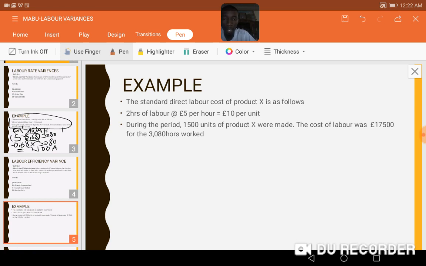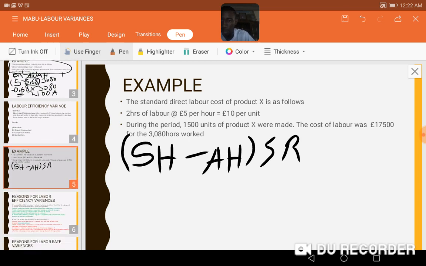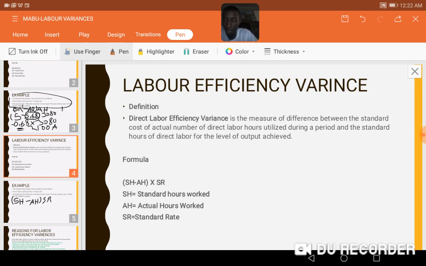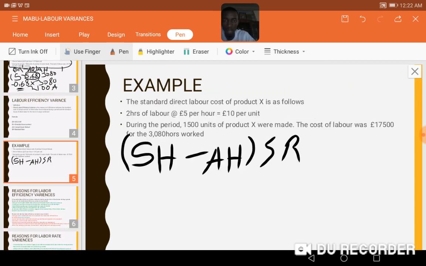Therefore, it is standard hours minus actual hours, multiplied by the standard rate. I don't have the space here to work on, so let me just test with the question here.